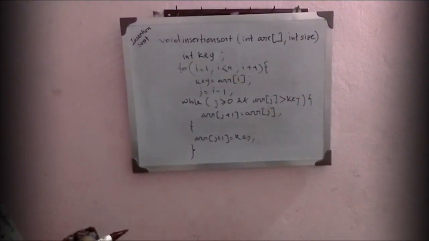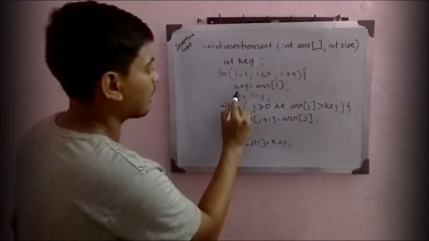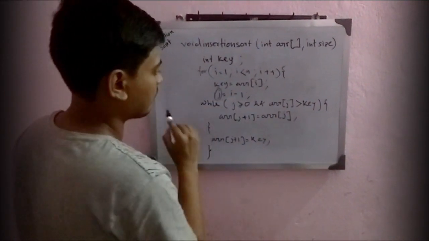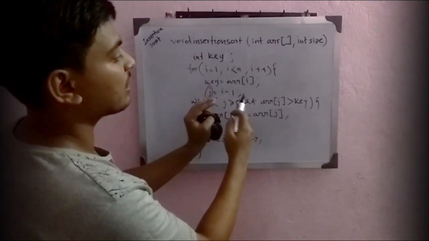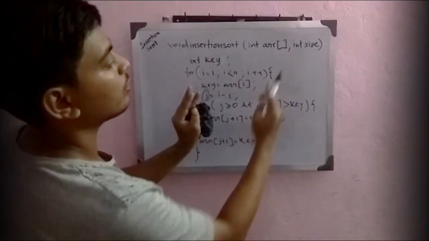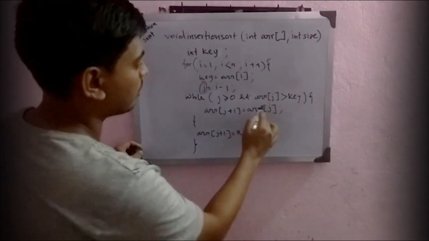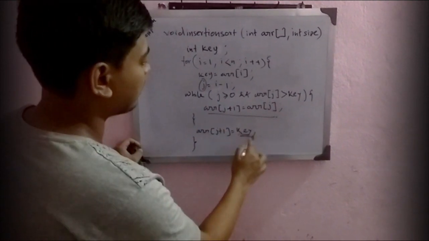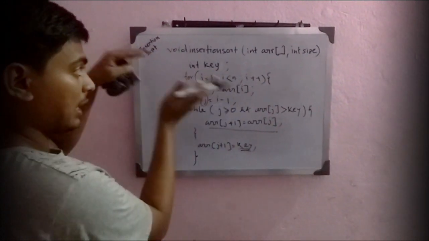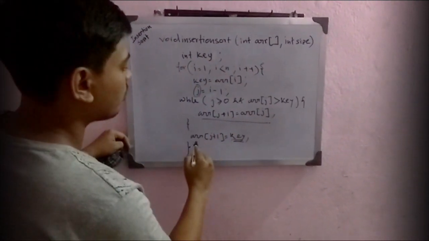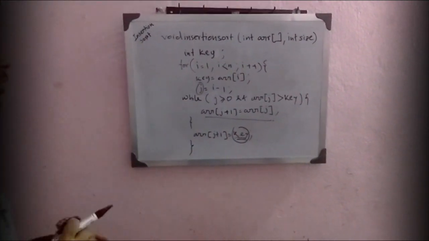So this is our code. At first we take the first element as key and we take another variable for comparison, and if the variable is greater than or equal to 0 and if the element is greater than key, then we have to shift towards the right. And after the shifting, we have to take array of j plus 1 as key, because if we want to compare the element at the left to the right, we have to compare with the key. So we have to change the key. So this is our code.